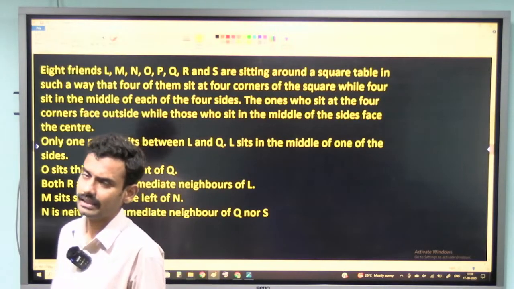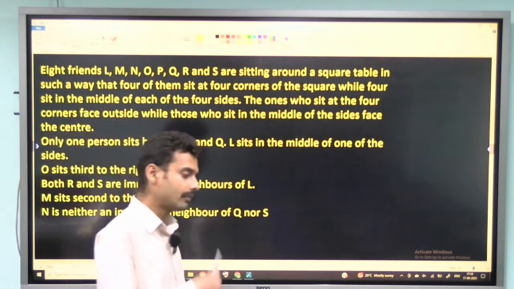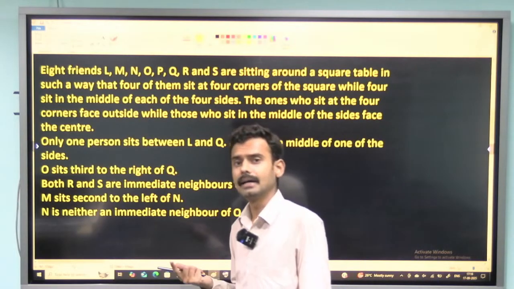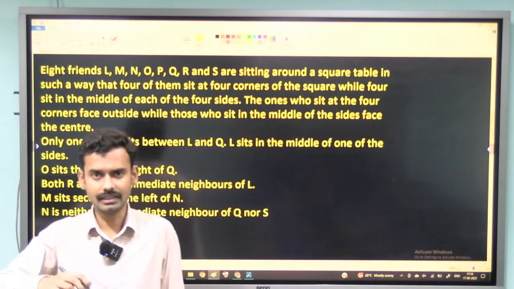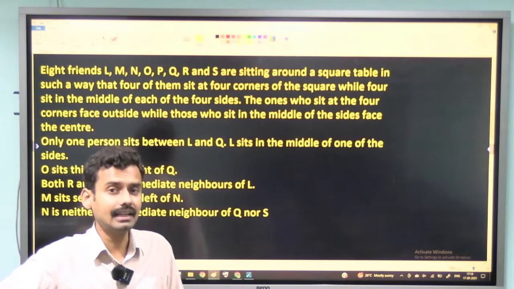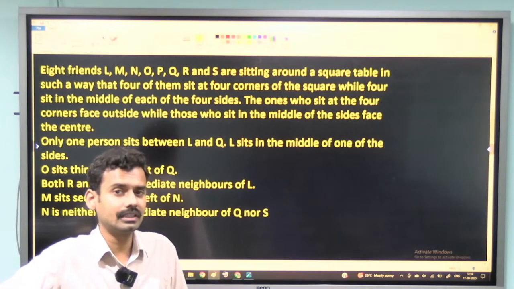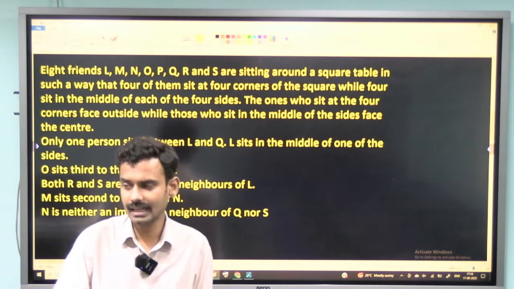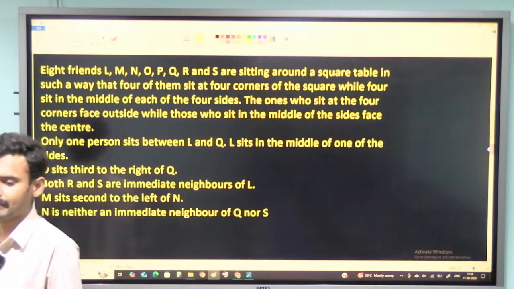As we saw in the last session, when all are facing outside, clockwise will be the right turn and anti-clockwise will be the left turn. Whereas when all are facing inside, clockwise will become the left turn and anti-clockwise will become the right turn. We have seen this in the last class. Now we will be implementing that.